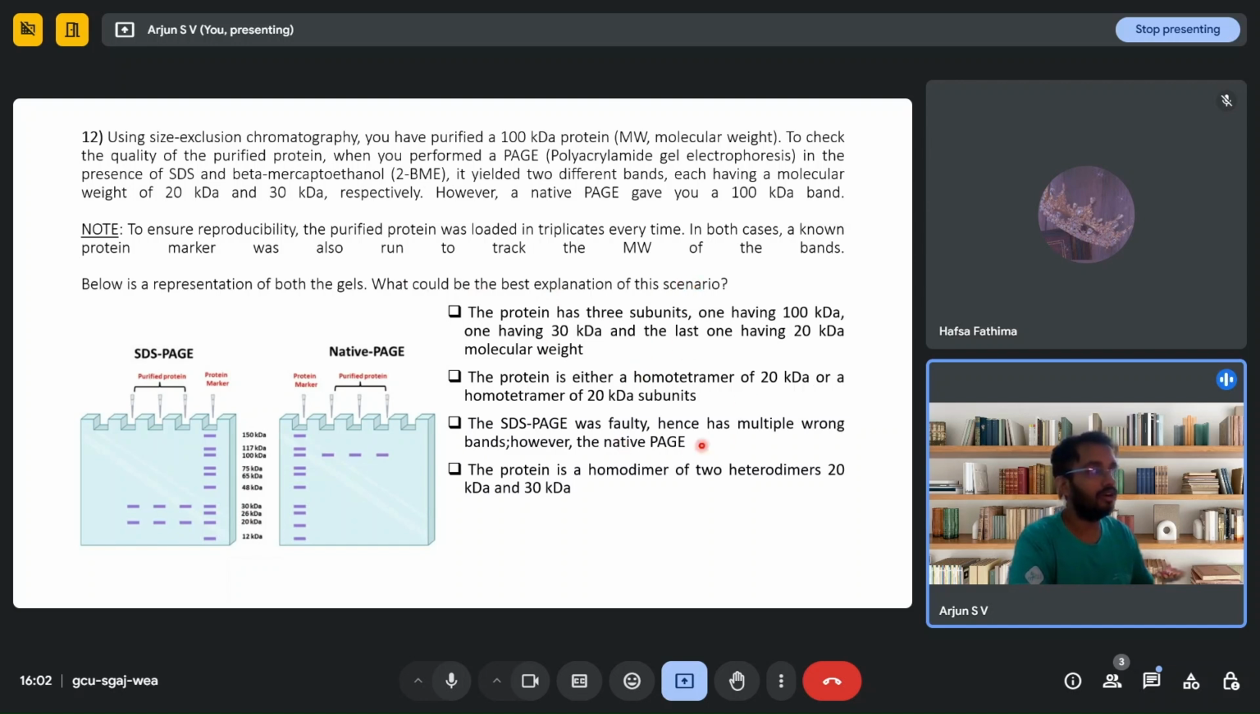They are given a lot of options. One option is the protein has three subunits. The protein is a homotetramer. SDS PAGE was faulty. The protein is a homodimer. For solving this question, you need to know what the function of SDS and beta mercaptoethanol is. Can anyone say what the function of SDS and beta mercaptoethanol is? We already discussed this in the lectures as well as in the weekly recap.